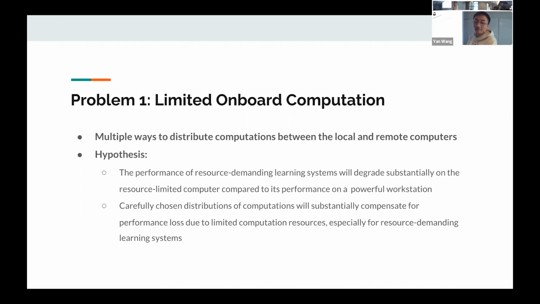So the first part of my thesis investigates this problem by testing the following hypotheses. First, the performance of a resource-demanding learning system will degrade substantially on a resource-limited computer compared to its performance on a powerful workstation. And second, carefully chosen distributions of computations will substantially compensate for performance loss due to the limited computation resources, especially for resource-demanding learning systems.